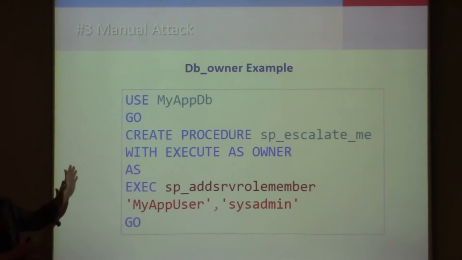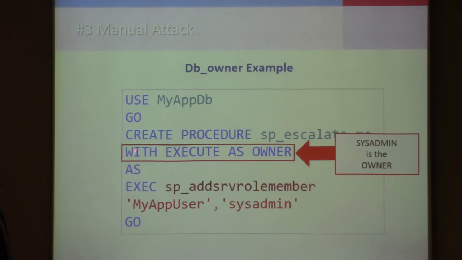So here's an example of our attack script. I've connected, and I realize I am a DB owner within my database. So I'm going to create this escalating stored procedure script. It's going to have this clause with execute as owner, which means sysadmin. And then I'm going to go down here and execute add server role member. This is me, my app user. I'm going to add myself to the sysadmin group. This could be any arbitrary query, right? If you're doing auditing on different groups, I don't have to add the group, so I can avoid setting off alarms, but for the sake of making this easier, I just left it as my group.